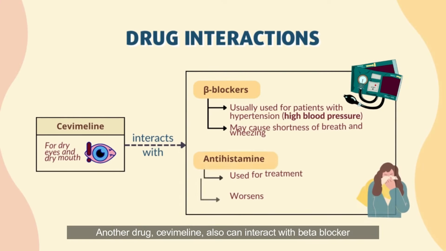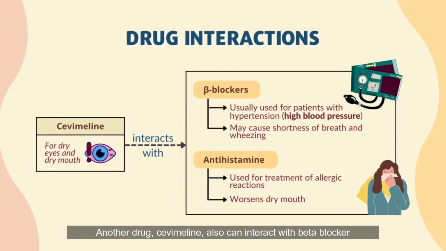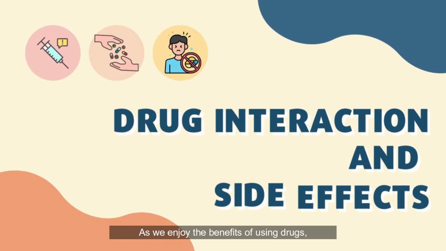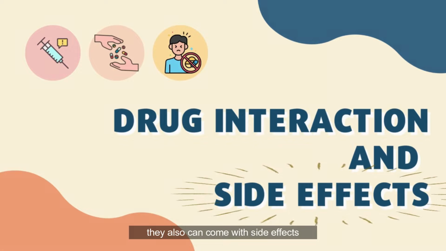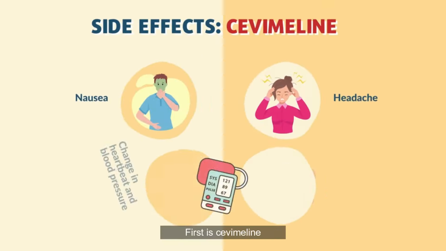Another drug, cevimeline, can also interact with beta blocker and cause shortness of breath and wheezing. In addition, it can also interact with antihistamine, which is used for allergic reactions, and worsen the side effect of dry mouth. As we enjoy the benefits of using drugs, they can also come with side effects that we need to be aware of. First is cevimeline.